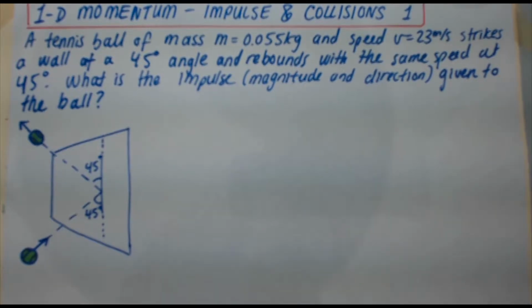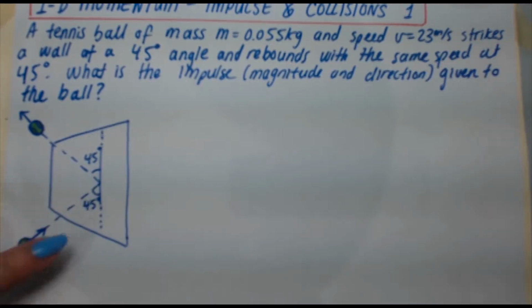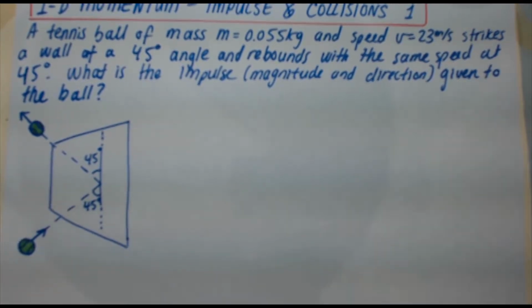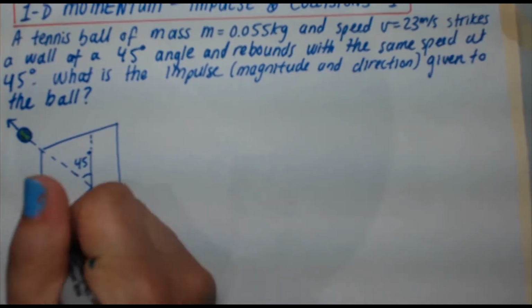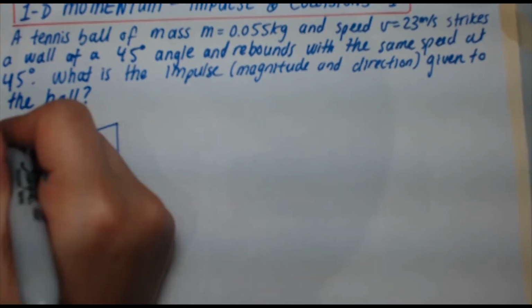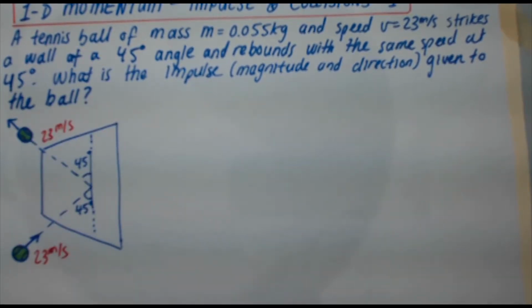Okay, so here is a picture of what's happening in the problem. You've got the wall, you've got your tennis ball going in at a certain speed. The question tells us it's moving at 23 meters per second. It strikes a wall at a 45-degree angle and rebounds at the same angle with the same speed, 23 meters per second. And what we have to find is the impulse.